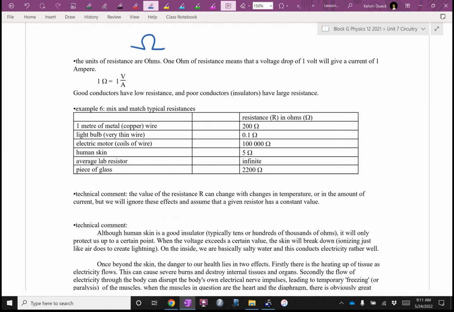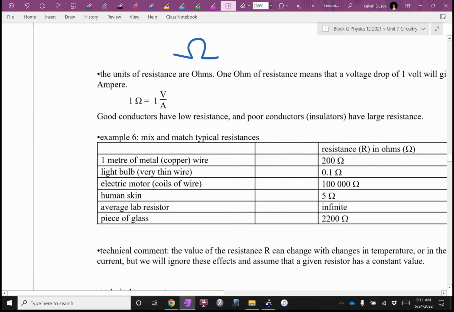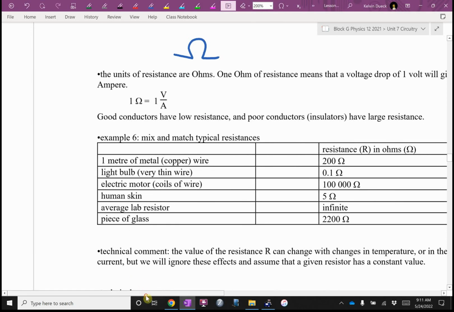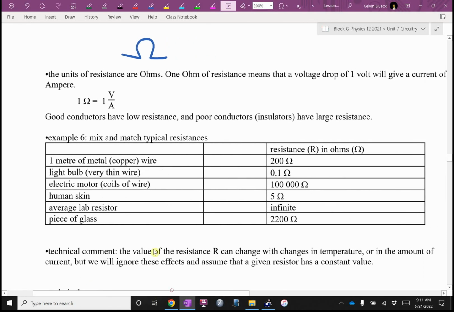1 ohm of resistance means that a voltage drop of 1 volt will result in a current of 1 amp. Good conductors have low resistance. Poor conductors, insulators, have high resistance. You don't need to memorize these.